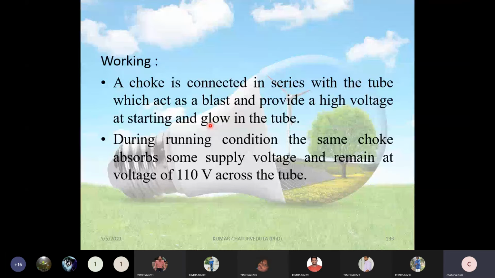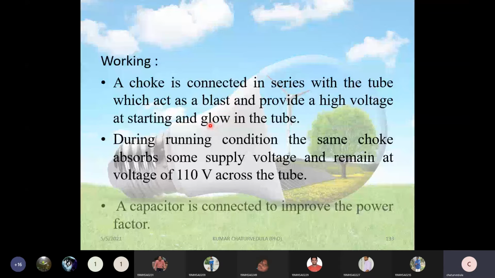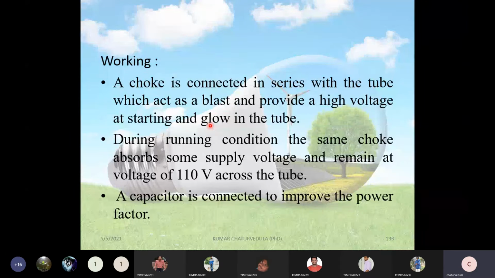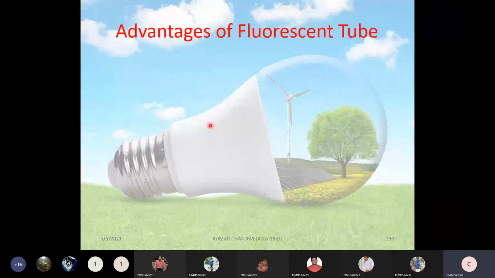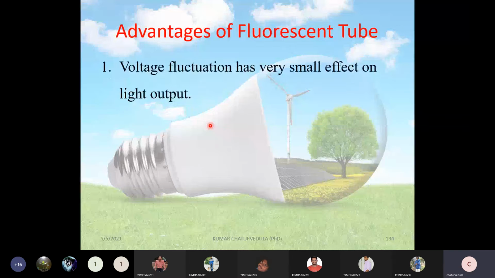So during running condition, the same choke absorbs some supply voltage and remains at a voltage of 110 volts across the tube. A capacitor is connected to improve the power factor. Then, what are the advantages of a fluorescent lamp? The advantage of a fluorescent lamp is that the voltage fluctuation is very small in fluorescent tubes.